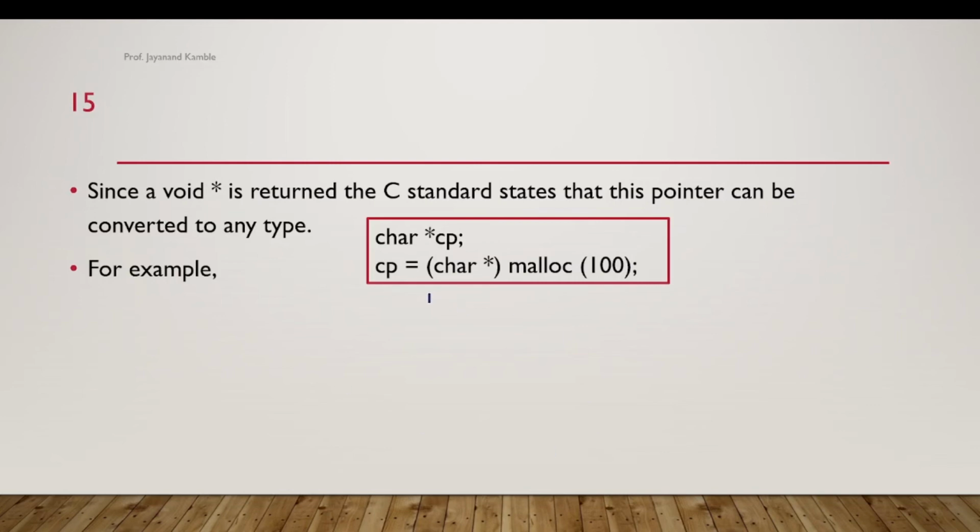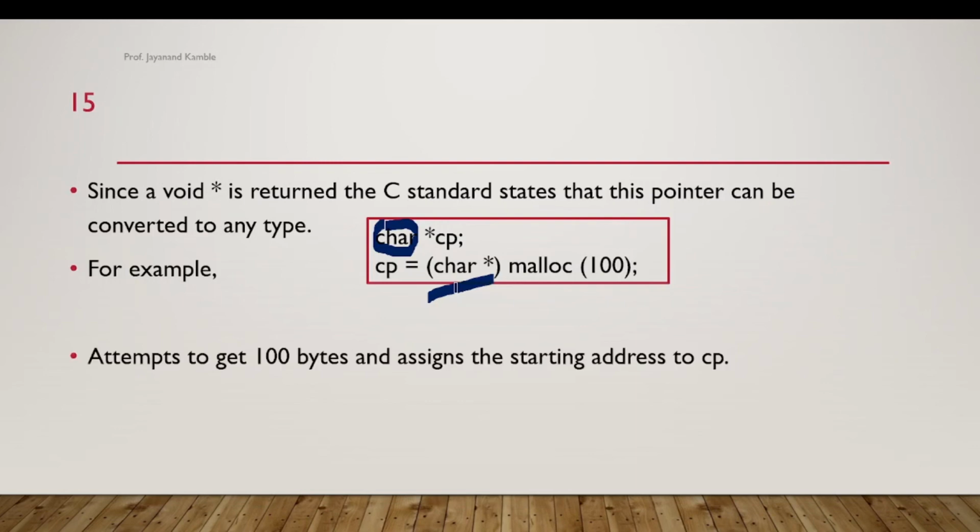Now why is char star used? Because we are allocating memory to a set of characters. Instead of char, we may have integer. That means we are allocating memory to integer elements, a lot of integer elements. This function attempts to get 100 bytes and assigns the starting address to the character pointer.